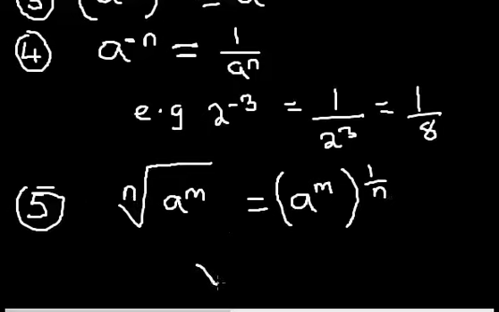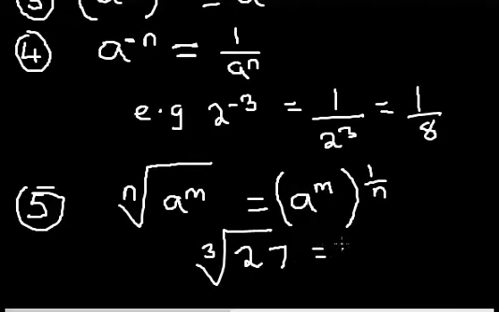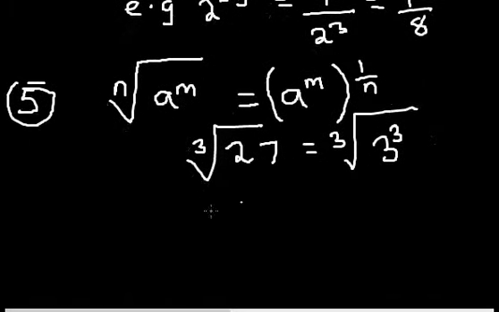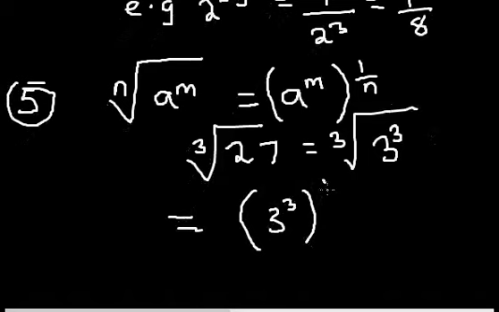For example, if I have cube root of 27, you know very well that 27 as an index is 3 raised power 3. You know that 3 times 3 is 9, 9 times 3 is 27. So now applying the root law, I can do this 3 raised power 3, then the root now becomes 1 over 3. And of course 3 times 1 over 3, 3 cancels 3, so I'm left with just 3. So that is it.